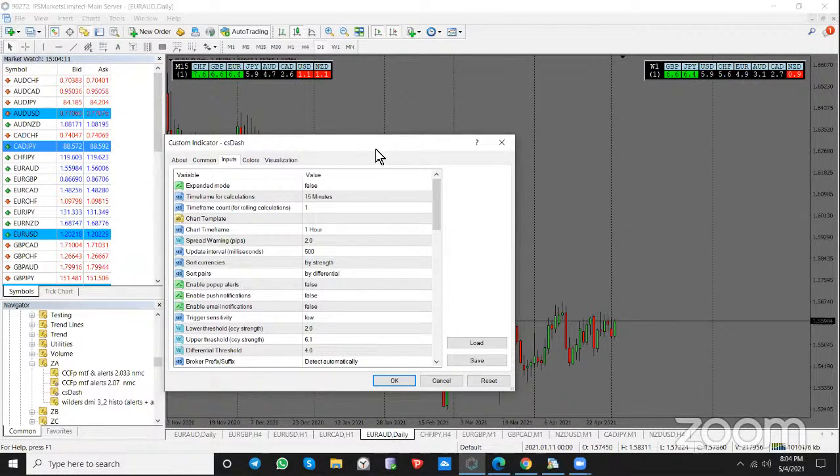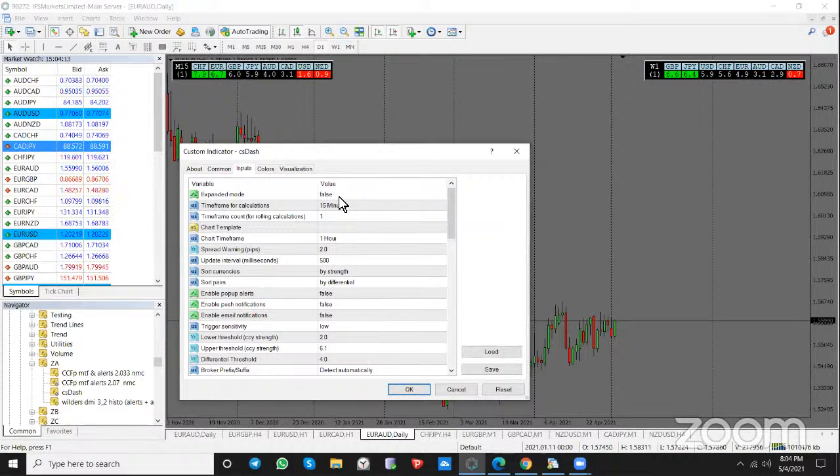So the first thing of all, you can see that I've closed the expanded mode. Most of the time, I don't particularly use it. I'll show you what the expanded mode is later. Then you can show the time frame for calculations. So M15 corresponds to the 15 minutes time frame. I have one which is for weekly time frames. You can actually summon up a chart, but most of the time I just switch my chart template.